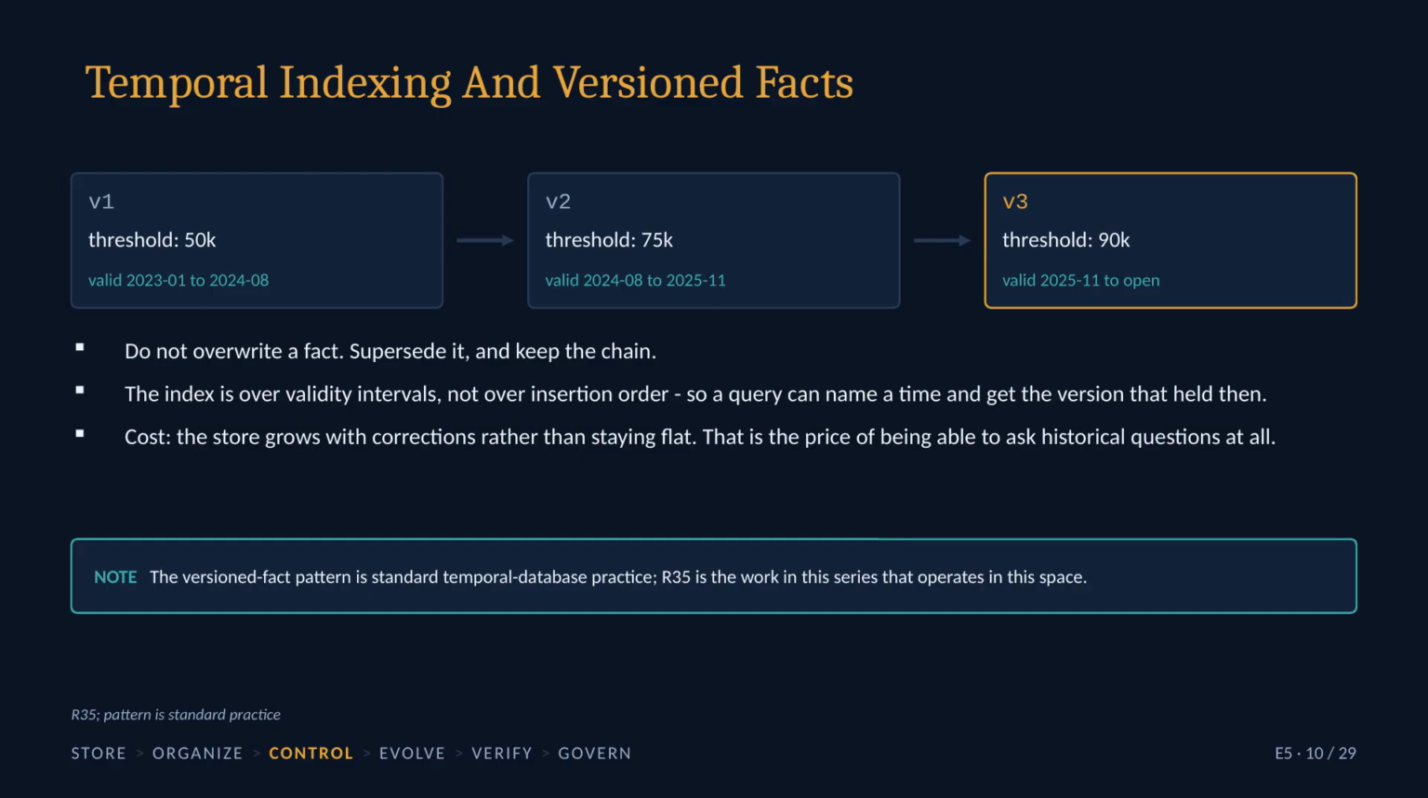The structural fix is to stop overwriting. A fact becomes a chain of versions. The threshold was 50,000, then 75, then 90, each with the interval over which it held. And the index is built over those validity intervals rather than over insertion order, which is what lets a query name a time and get back the version that held then. There is a cost and it should be stated, the store now grows with every correction instead of staying flat. That is the price of being able to ask historical questions at all, and in my experience it is a price people are happy to pay once they have been asked a historical question they could not answer.